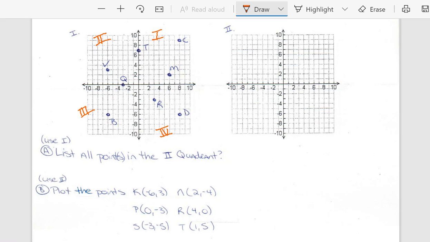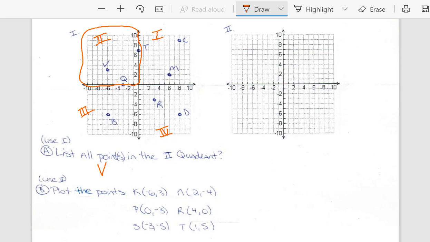So it says to list all points in quadrant 2. This is quadrant 2 up here. The issue is, in the quadrant, it's only point V. A lot of people will put Q, they will put T, but those points are actually on an axis. They're not considered to be in the quadrant itself. So the only point in quadrant 2 would be point V.